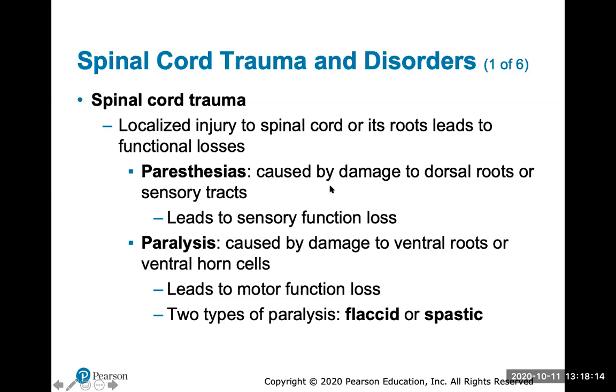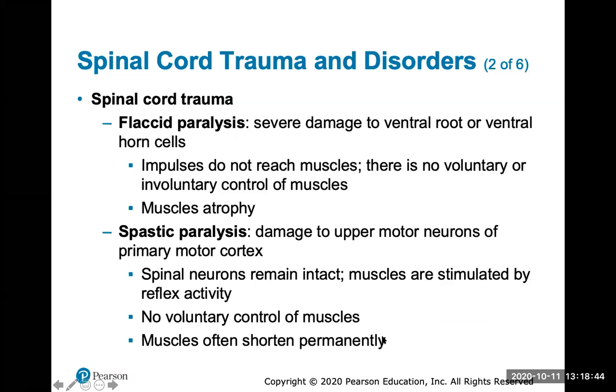Paresthesia is caused by damage to the dorsal roots or the sensory tracts, and this will lead to sensory function loss, so the inability to sense either externally or internally what's going on with your body. Paralysis is caused by damage to the ventral roots or ventral horn cells. So paralysis is associated with motor function loss, so you're unable to move a body part or control some bodily function. There's two types of paralysis, flaccid or spastic.